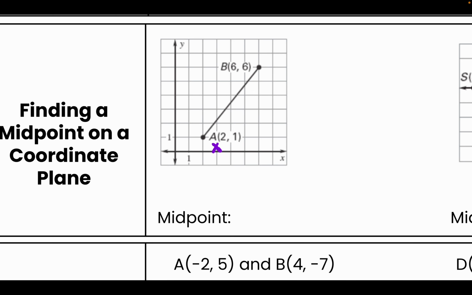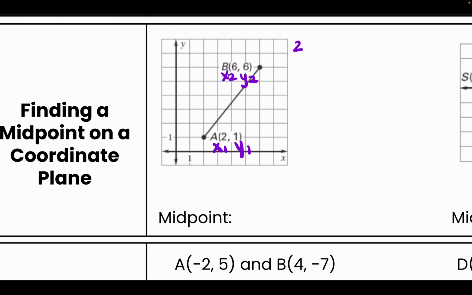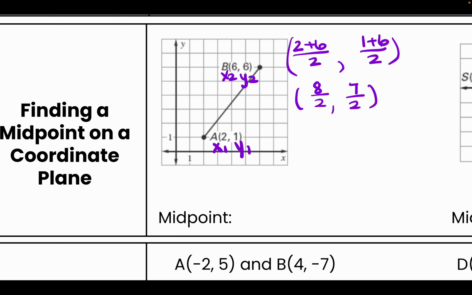So A is x1, y1, B is x2, y2. So we have 2 plus 6, all divided by 2. That's for our x-coordinate. And 1 plus 6 divided by 2 is for our y-coordinate. So we get 8 divided by 2, and then 7 divided by 2. 8 divided by 2 is 4. 7 divided by 2 is 3.5, so that is our midpoint: 4, 3.5.